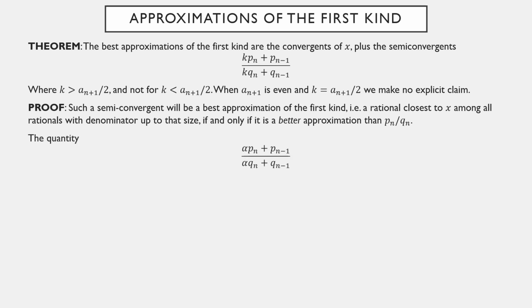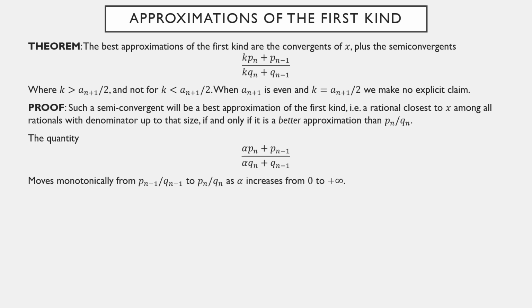So now let's look at the quantity (alpha p_n + p_{n-1}) over (alpha q_n + q_{n-1}). If you imagine alpha being a real parameter, if alpha was 0, you'd have exactly p_{n-1} over q_{n-1}. If alpha goes off towards infinity, you'd end up with p_n over q_n.